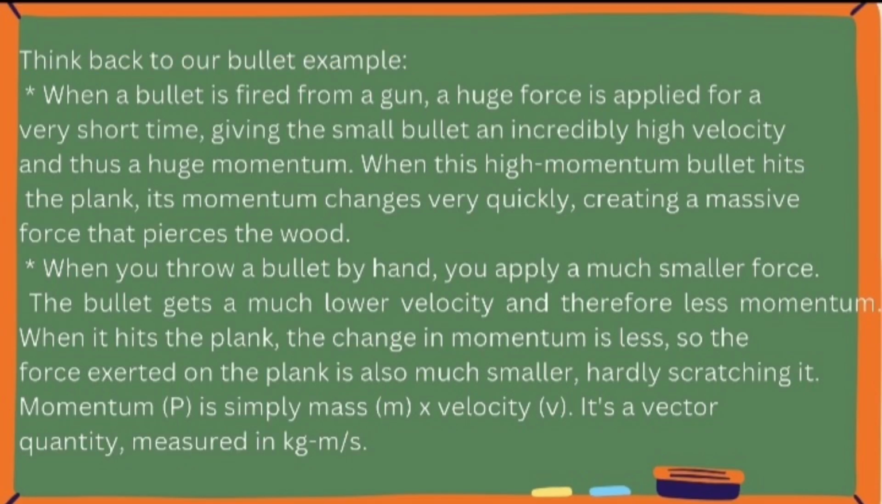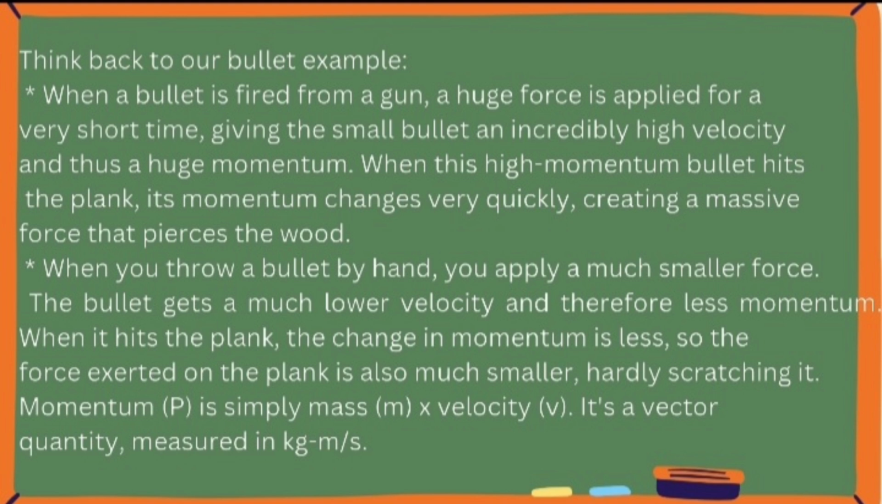Think back to our bullet example. When a bullet is fired from a gun, a huge force is applied for a very short time, giving the small bullet an incredibly high velocity, and thus a huge momentum. When this high momentum bullet hits the plank, its momentum changes very quickly, creating a massive force that pierces the wood. When you throw a bullet by hand, you apply a much smaller force.